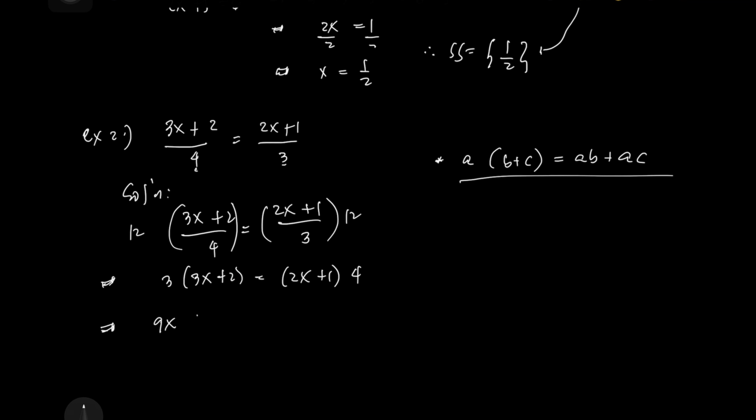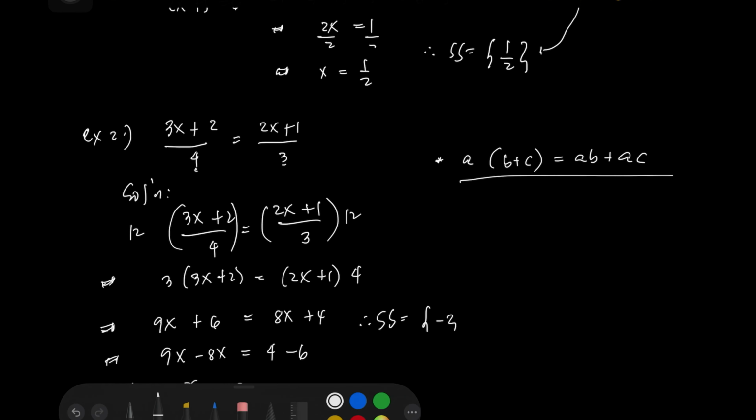So we have 9x plus 6 equals 8x plus 4. Now we can combine the variables on the left side and the constants on the right side by again applying the multiplication and addition properties of equality. After doing it, we have 9x minus 8x equals 4 minus 6, which is x equals -2. So the solution for this is -2.